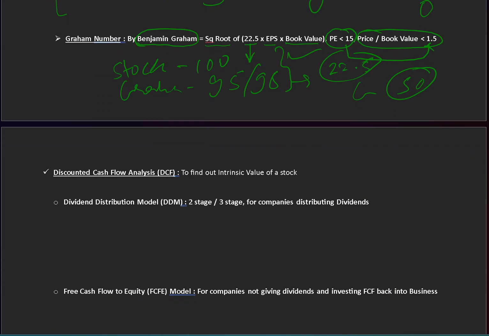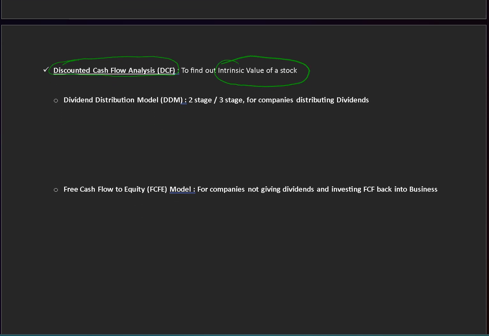Now there are two methodologies by which you can find the intrinsic value of a stock, and this method is called discounted cash flow analysis, DCF. This is a very difficult and very detailed process. It is not easy for anybody to explain it to you in just a 5 minute or 10 minute video, but anyhow I'll give you an insight into this. There are two methods. First is the dividend distribution model. Now there are the two-stage DDM or three-stage DDM. This is for companies which distribute dividends.